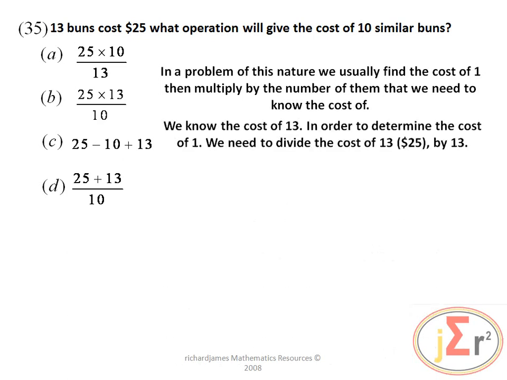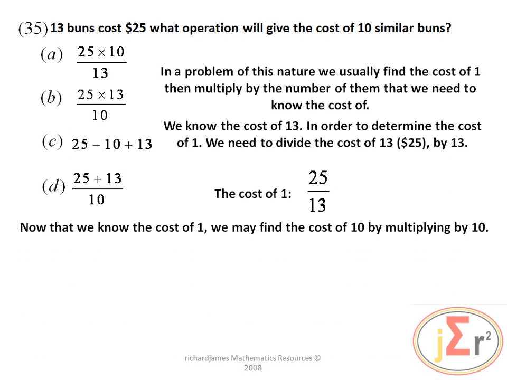So we know that the cost of 13 buns is $25. In order to determine the cost of 1, we need to divide the cost of 13, which is $25, by 13. So the cost of 1 is 25 over 13. Now that we know the cost of 1, we may find the cost of 10 by multiplying by 10. The cost of 10 is 25 over 13 multiplied by 10.